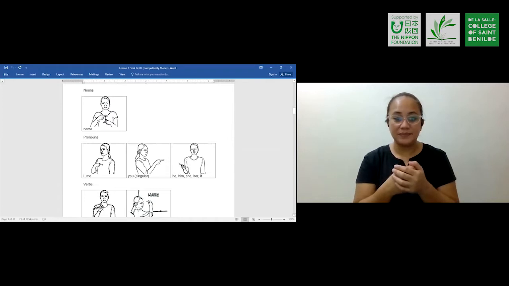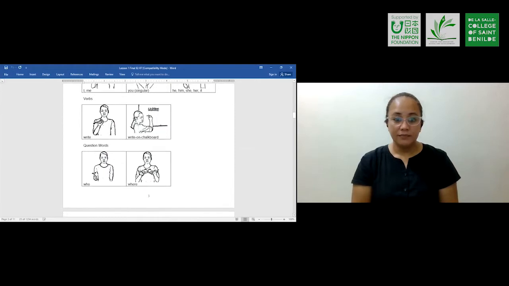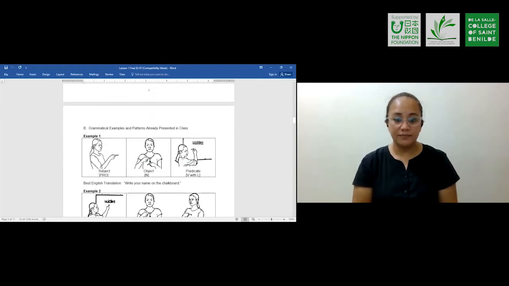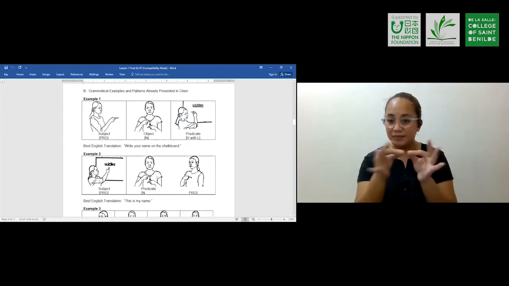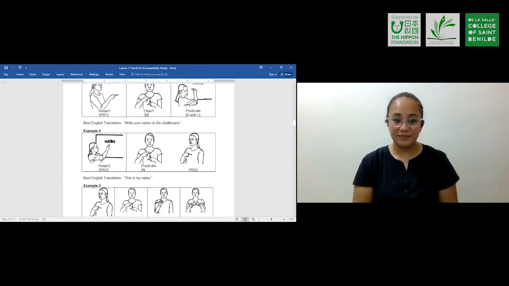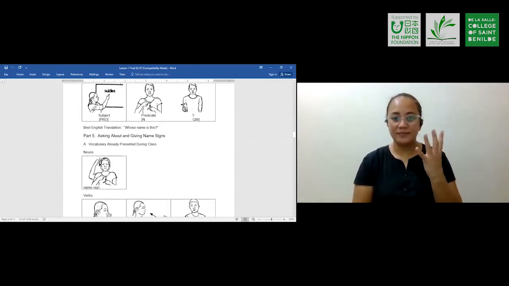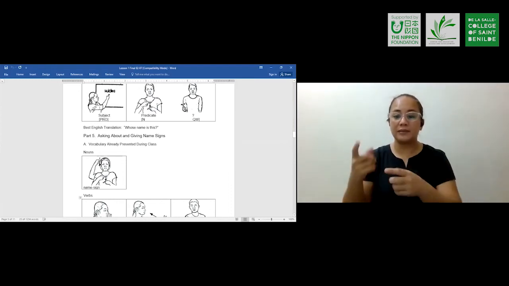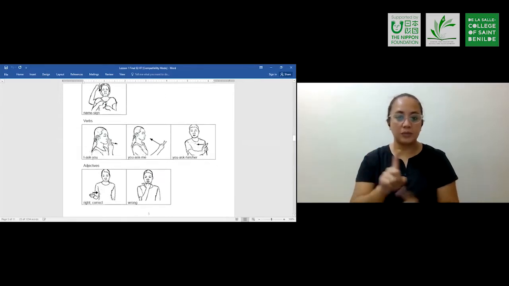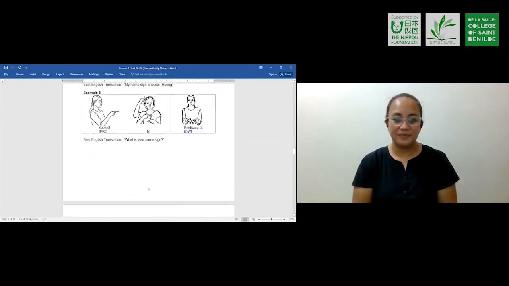Okay, here are the vocabulary items. Okay. And then examples of grammar. Example 1, example 2, example 3, 4, and then part 5 is about name signs. Okay, how to ask and respond to name signs. Okay, and then some more examples.